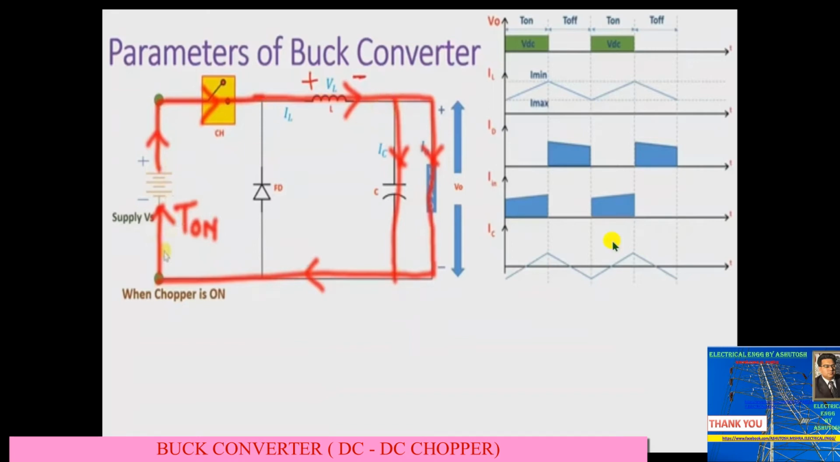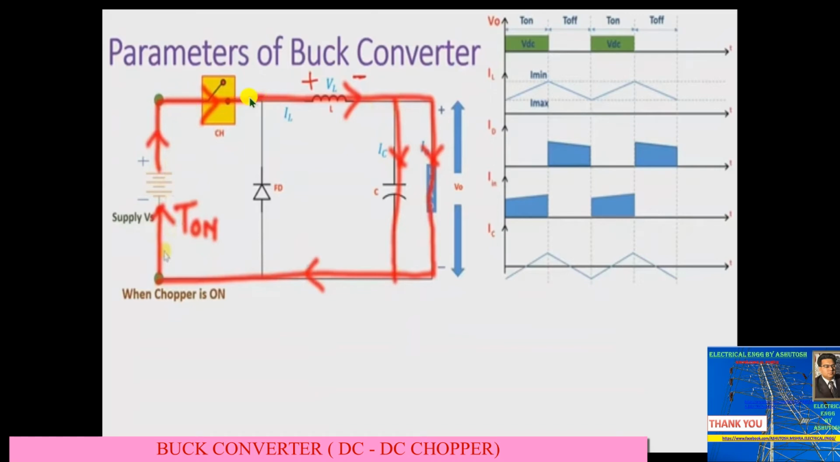First mode is called the on period. This is T on, when the switch is on. When this switch is on, the current will be supplied by this supply source and flow through this inductor, and this inductor stores energy, as you know, in the form of electromagnetic energy. Then current flows through this resistive load and back to the source. This is the case when the chopper is on and the switch is short circuited.